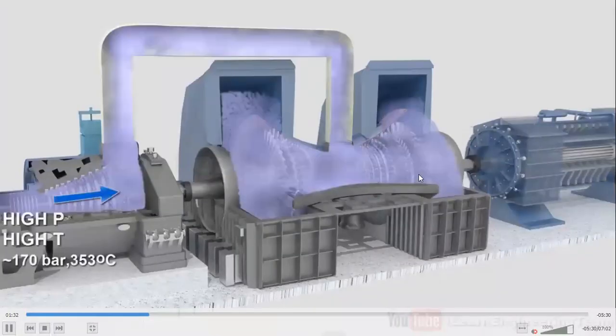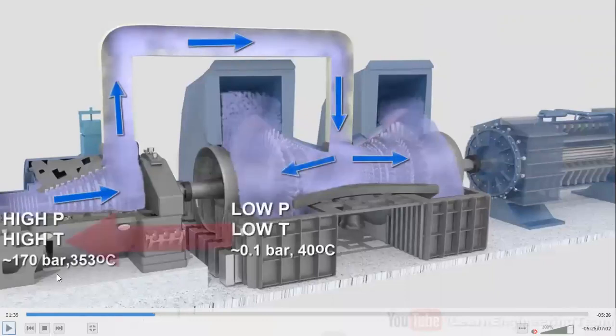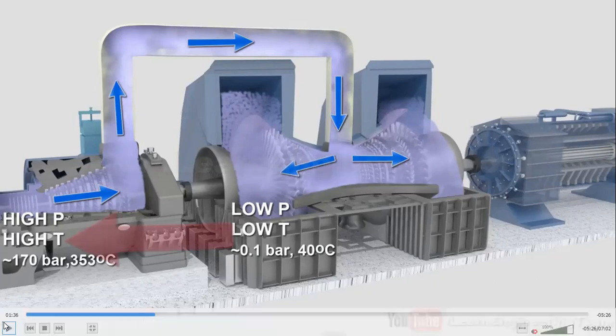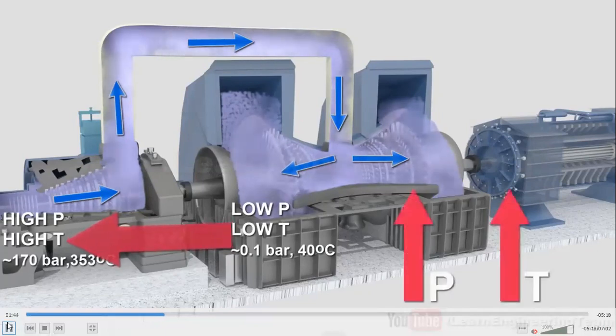When this turbine moves, you can see the value is given. Suppose the pressure might be 170 bar, a huge pressure, and the temperature is 353 degrees Celsius, my student. So basically the turbine moves with the high pressure steam.